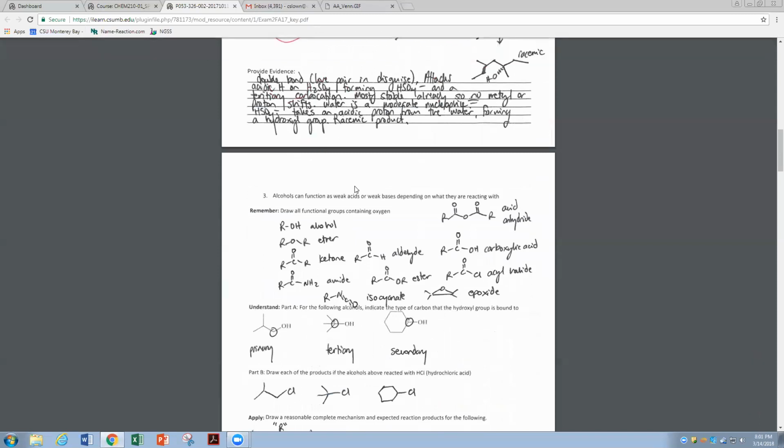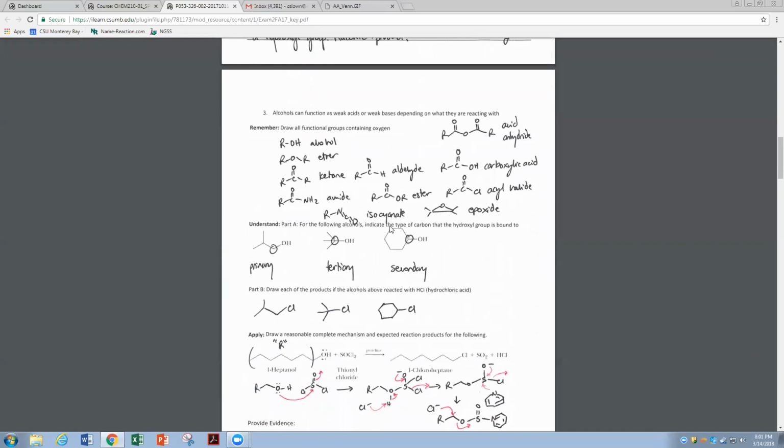So if I think about problem 3, I want to make sure that I can identify all of my functional groups containing oxygen. That's something that we always have to be aware of. And those are going to be helpful as we're thinking about drawing mechanisms. And then for the following alcohols, we're going to indicate the type of carbon that the hydroxyl group is bound to. So this is a primary, this is a tertiary, this is a secondary.